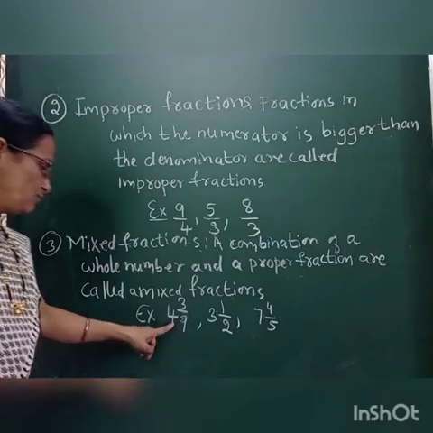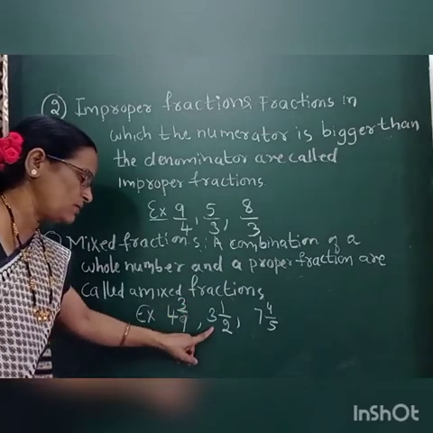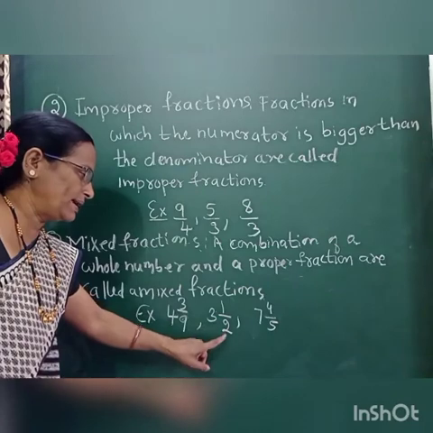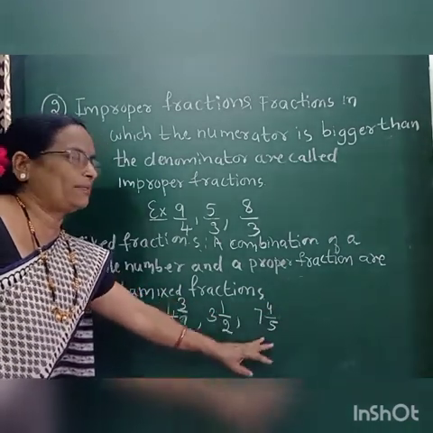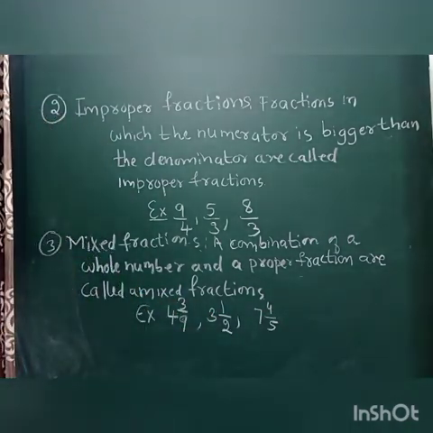How to read it? 4 integer 3 by 9. This is a whole number. 3 integer 1 by 2. 7 integer 4 by 5. These are the three main types.